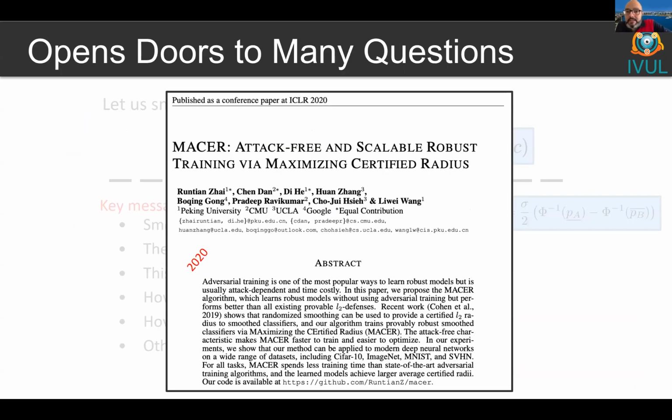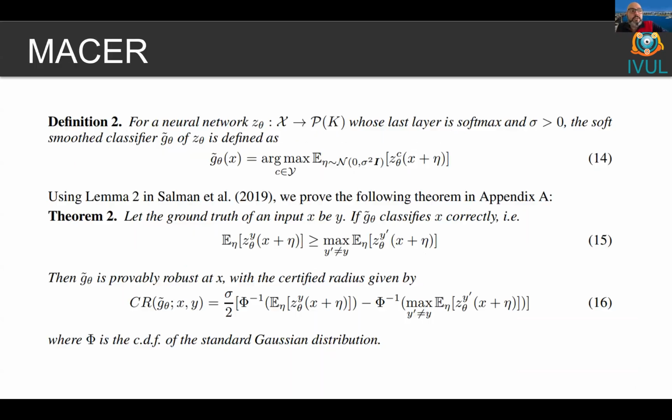That's not the only paper out there that did it. Another paper is MACER, a more recent one. Basically, since you want the maximum radius, why don't you take that radius and plug it into the loss function itself? I want the training loss, the discrepancy between prediction and ground truth labels, to be minimized, but I want the radius to be maximized. So they plug the radius in as a regularizer within training, trying to train the network to get good accuracy on the clean images, but also as big of a radius as possible.